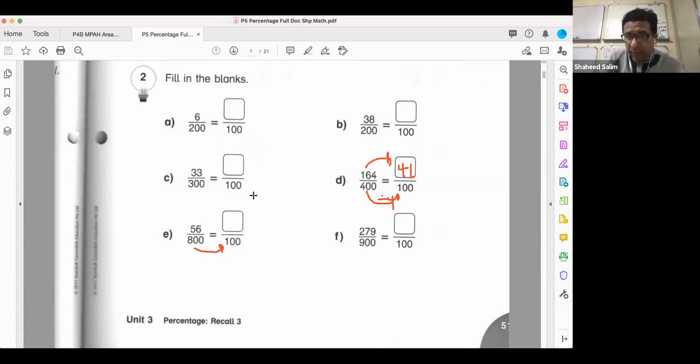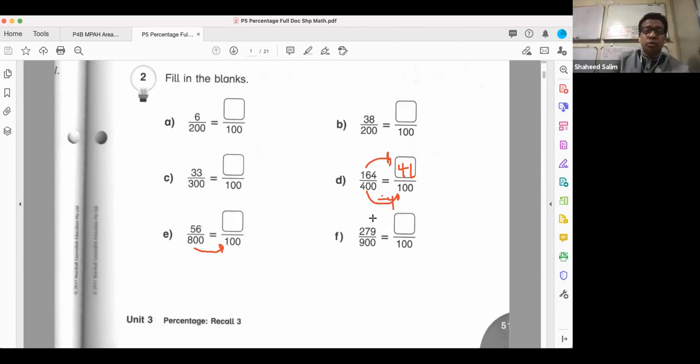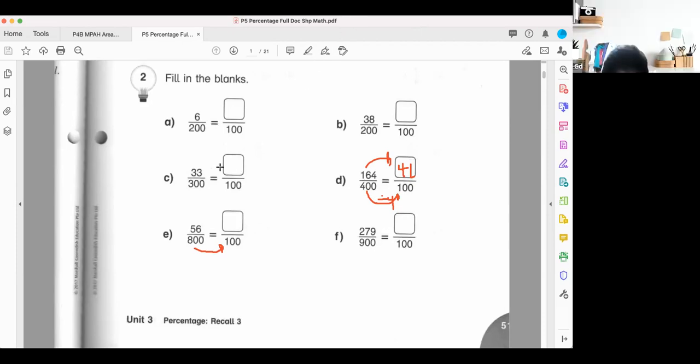Well done, Izzat. The last one, now you mean 900 divided by 9. You divide by 9. Syakil, I need you to show that you know, otherwise we cannot proceed. Okay, question C. What's your answer?